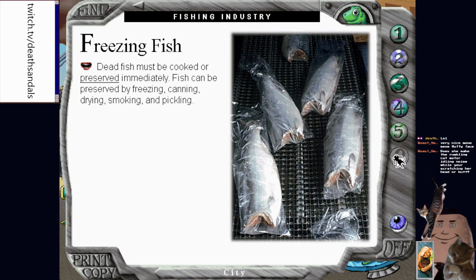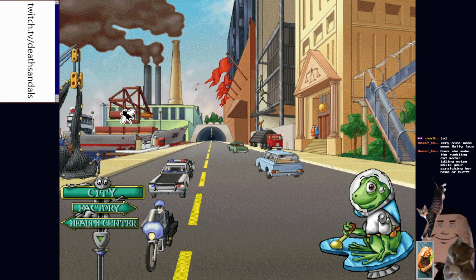Freezing fish. Dead fish must be cooked or preserved immediately. Fish can be preserved by freezing, canning, drying, smoking, and pickling. I'm not sure about pickling, though. I don't think I've ever eaten a pickled fish. I've had pickled vegetables, but I've never tried a pickled fish, and I'm not sure how I'd feel about it.